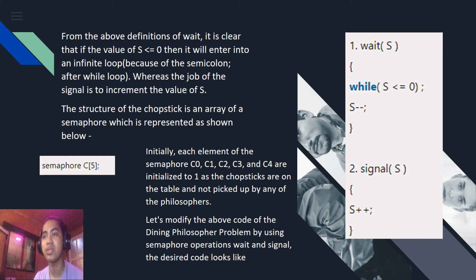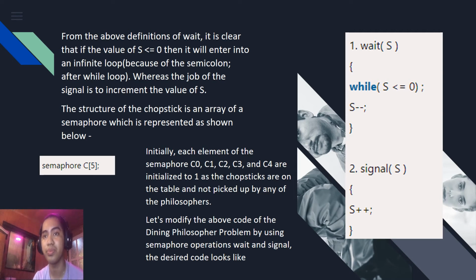So this is the code. From the above definition of wait, it is clear that if the value of S is less than or equal to 0, then it will enter into an infinite loop because of the semicolon after the while loop. Whereas the job of signal is to increment the value of S. The structure of the chopstick is an array of semaphores, which is represented as shown below.